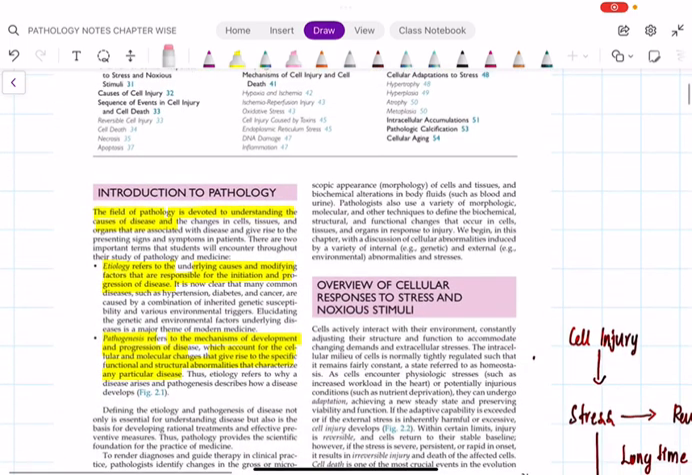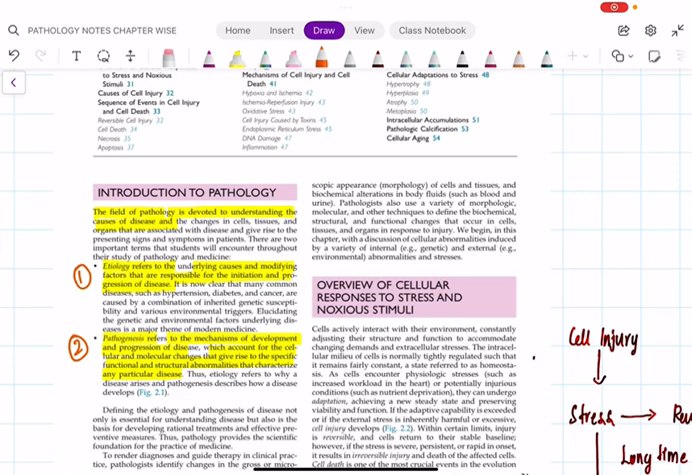See, what we are going to learn in pathology is nothing else but two things. Number one is etiology, and number two is pathogenesis. What do you mean by etiology? They are the causes. For example, I am getting lung cancer. What are the factors which lead me to develop lung cancer? That is called etiology.